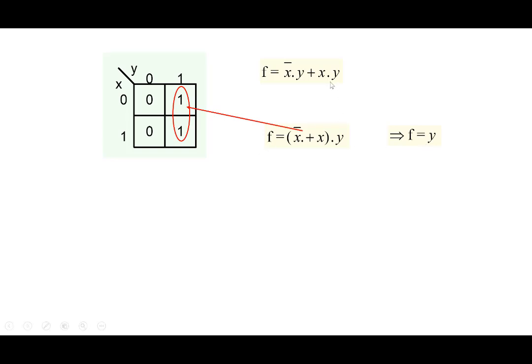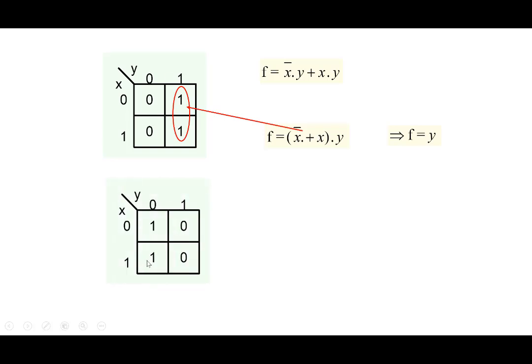So this combining of terms and taking the common factor out, applying the principle x plus x bar, instead of doing it on the Boolean expression, we can do it on the Kmap. Let's see, can we do this? In this case, we can combine these two terms here. When you combine them, the only thing that should be changing is one variable. For example, when we combine these two together, y is common, y is 0 here, but x is changing.